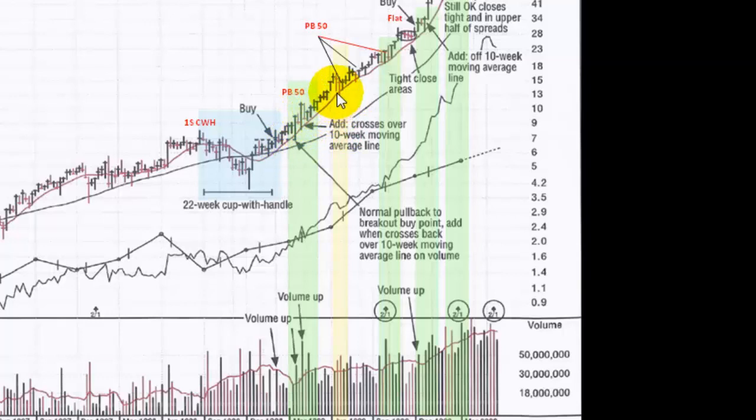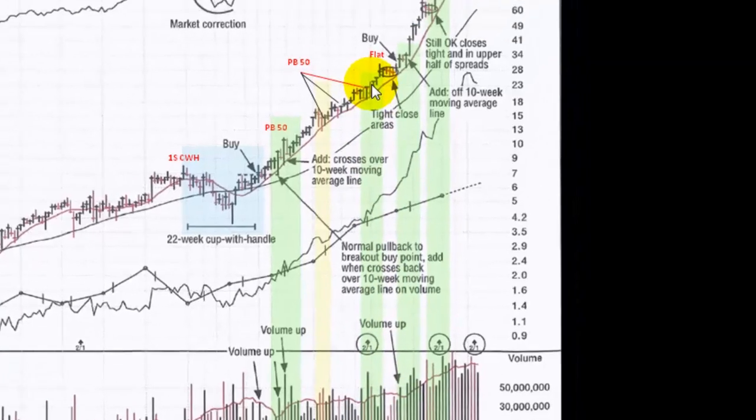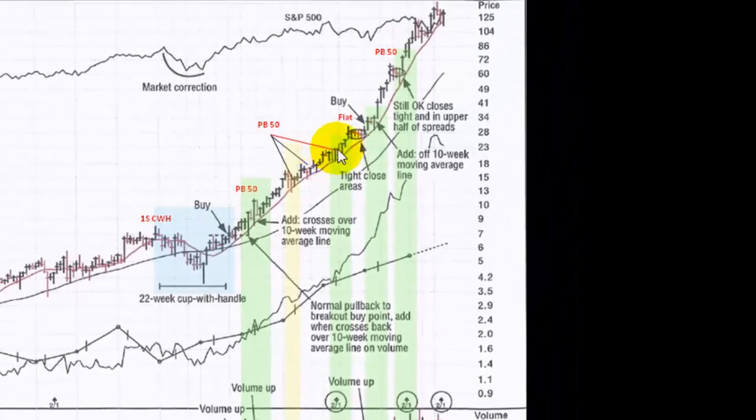Then it makes this nice run up, falls back to the 50 once again. However, on this one, we don't have strong volume, and we don't really have strong closes. So maybe we won't add there. And again, here, it comes off the 50, but not in strong, overwhelming demand. So I might refrain from adding. Finally, it makes another pullback, and this time we have tremendous volume, nice strong closes in the upper 90 percentile. I'm going to add to my position.